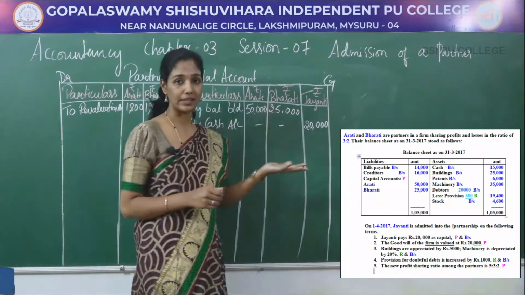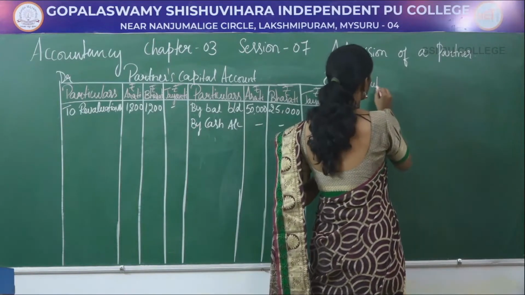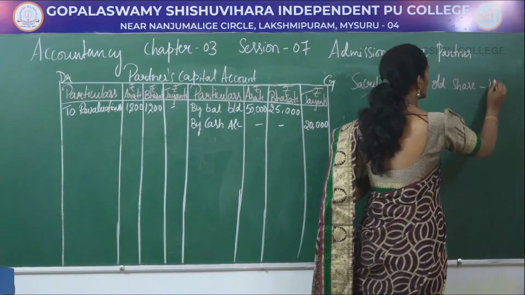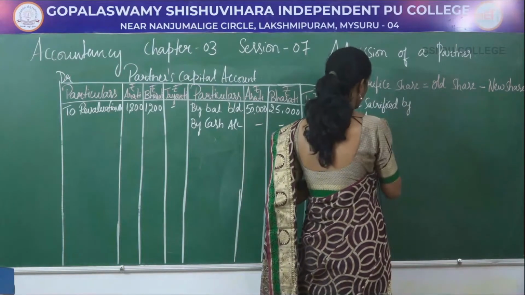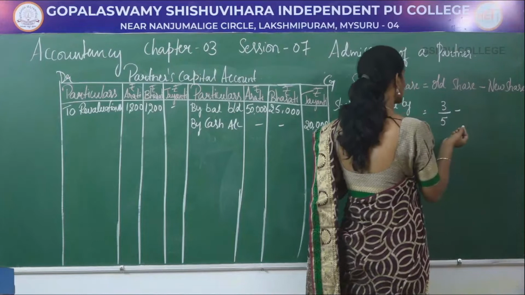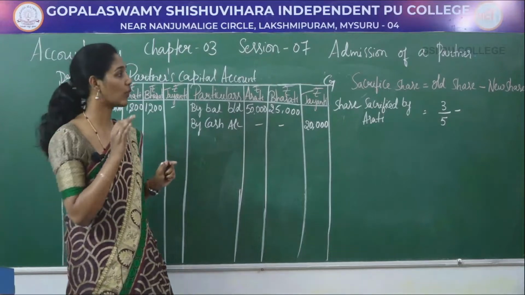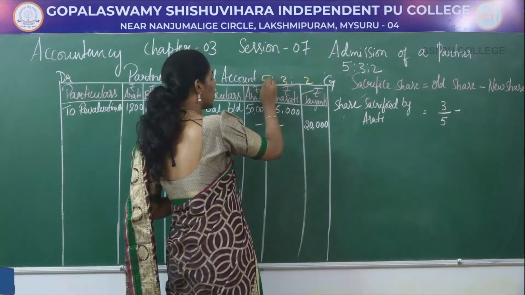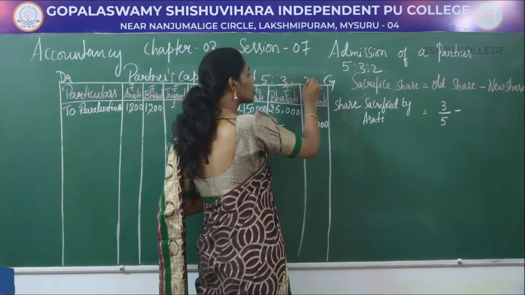So first let us calculate sacrifice share. What is the formula for calculating sacrifice share? Sacrifice share equals old share minus new share. Share sacrificed by Arati. What is her old share? That is 3/5. Next, in your problem they have given the new ratio, that is 5:3:2. Arati's new share is 5/10, Bharati's new share is 3/10 and Jayanti's new share is 2/10.